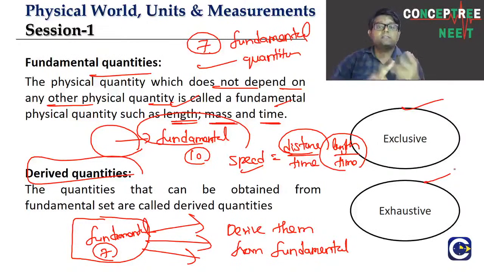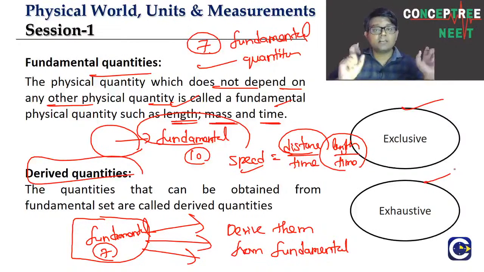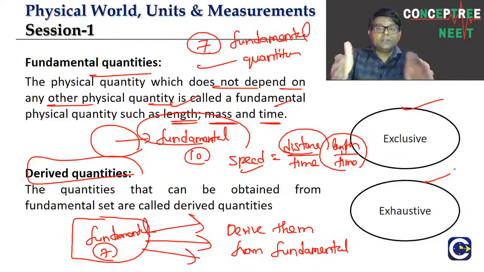The second one should be exhaustive. So these are the two important factors. That is what I am saying. Our preparation should also look at these conditions. What are the boundaries in which we are dividing the physical quantities into fundamental and then derived?